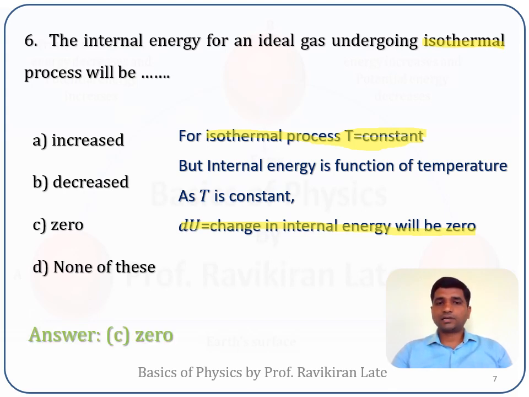In this case the correct answer for this question is option number C. So option C, 0 will be the internal energy for an isothermal process.